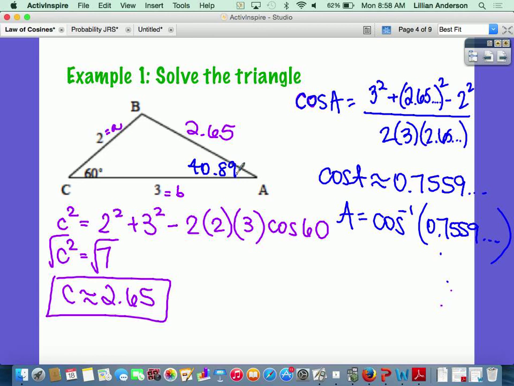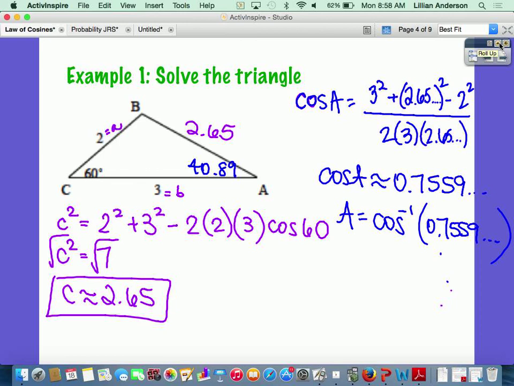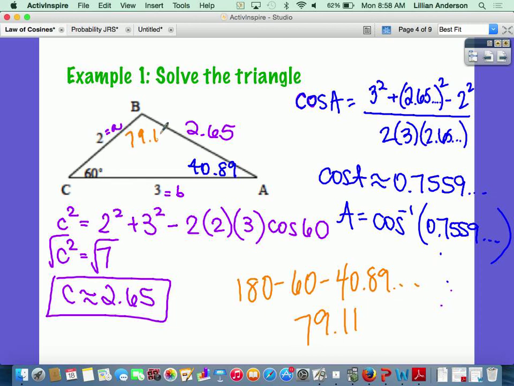Questions? To find angle B, we can use what we remember from geometry. How many degrees in a triangle? 180, so we can subtract 60 and 40.89. 79.4. And there is our last angle. And you have successfully solved the triangle. You have found all the missing angles and all the missing sides.